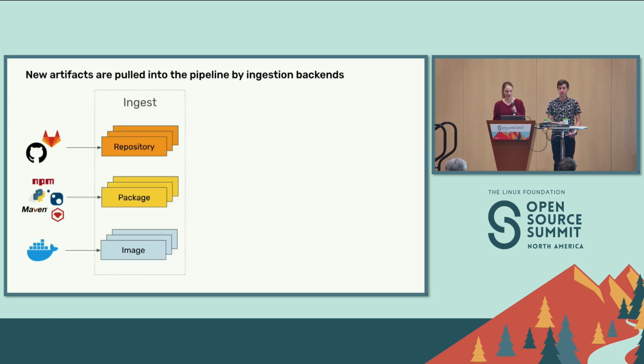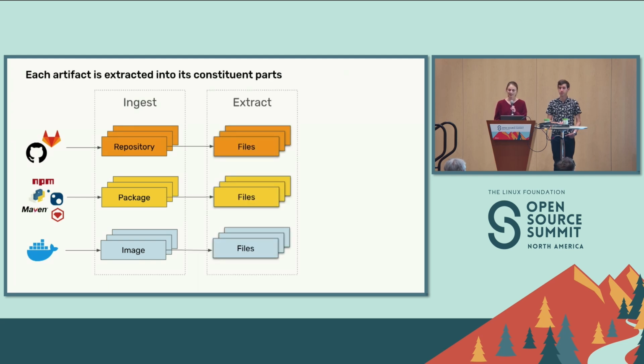Artifacts are pulled into the pipeline by ingestion backends that are responsible for subscribing to upstream alerts for new artifacts, downloading the artifacts and their relevant metadata, and maintaining the state of the artifacts as they change over time. So for example, things might get deleted from upstream. These are then sent to our extraction backends, which unpack the artifact into its constituent files. For example, a PyPI release will be unarchived, a source code repository will have each blob inspected, and a Docker image will be decomposed into its layers and then further decomposed into each of the files in the layer.